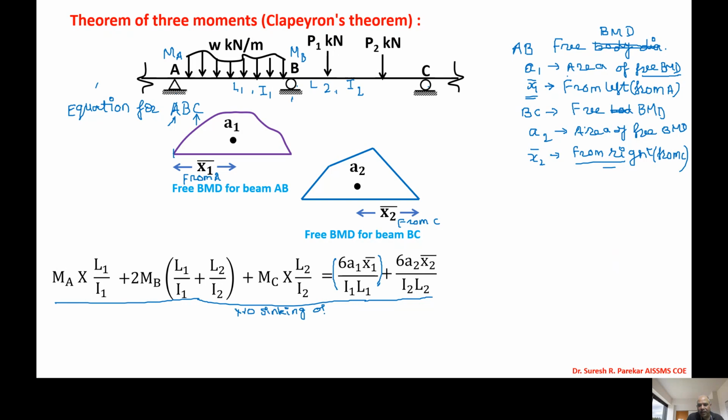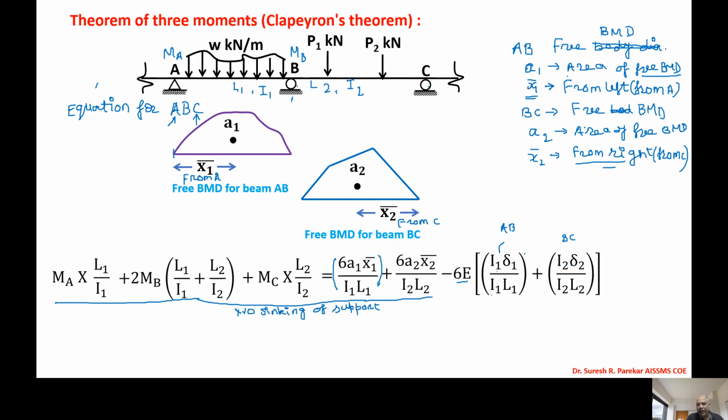Now if a support sinks, then we have to add two terms to this. This is the first term for span AB and this is the second term for span BC. You can see 6 E I1 delta 1 upon I1 L1 and I2 delta 2 upon I2 L2. Do not cancel I in this, because this I is in the denominator of all terms and that would be cancelled in that case. Now how will we calculate delta 1 and delta 2?